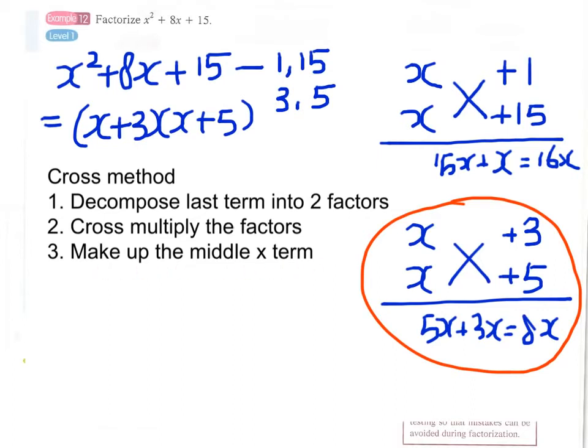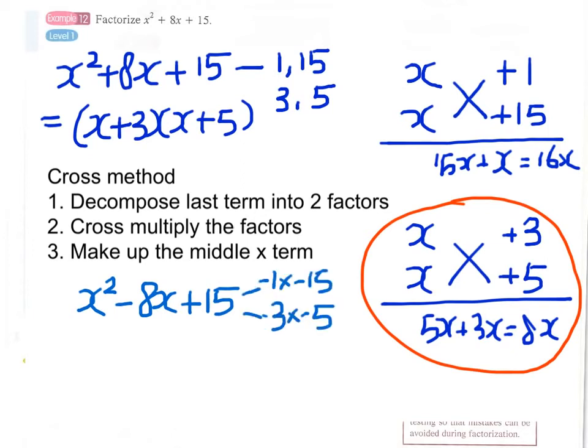And so, we can now move a little bit further and ask ourselves, what if the expression has a minus sign in the middle term? We have x squared minus 8x plus 15. And since it's a minus 8x, we cannot do this using positive factors. In fact, if we think deeper, if we decompose 15 into two factors, we can have minus 1 times minus 15, or minus 3 times minus 5, because in mathematics, if we multiply two negative numbers, we always come up with a positive number.